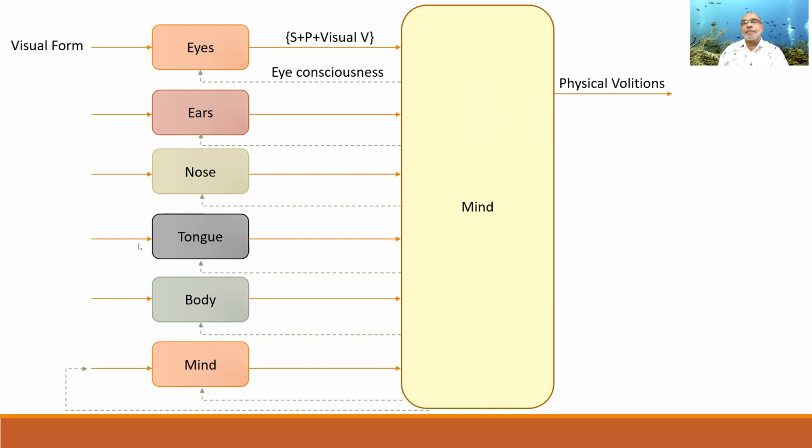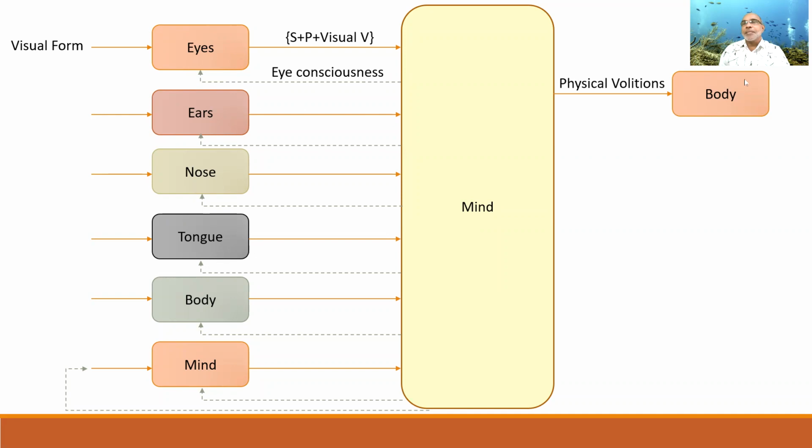One of the outputs of the mind is identified as physical volitions. For example, for me to move a finger like this, a physical volition should be generated by the mind and communicated to those muscles. Even for your eyes to blink, physical volitions should be generated by the mind and sent to the eyelid muscles.